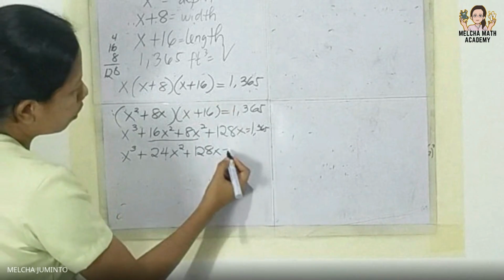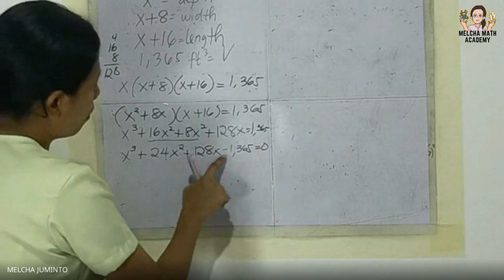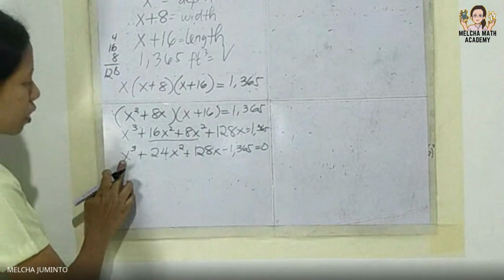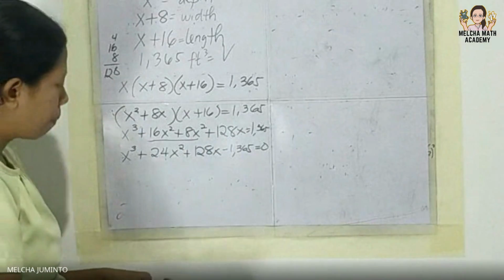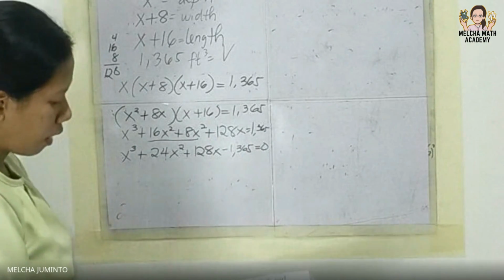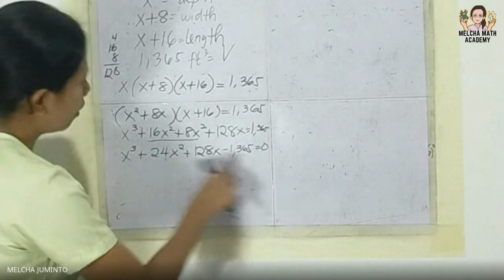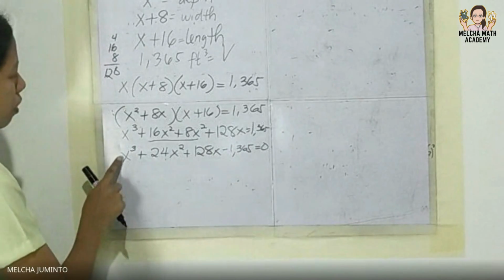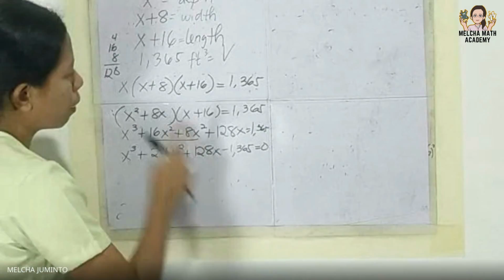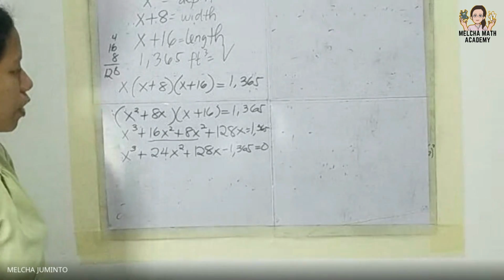We can transfer 1,365 from right to left. It will become negative. We have x cubed plus 24x squared plus 128x minus 1,365 equals 0. We cannot divide them by any number because not all terms are divisible by one number. So we stick with this polynomial equation.